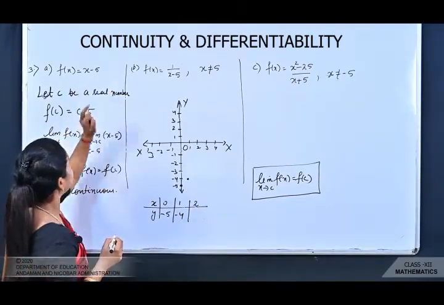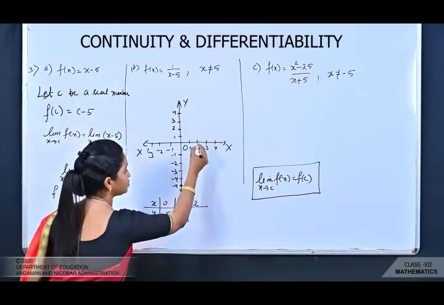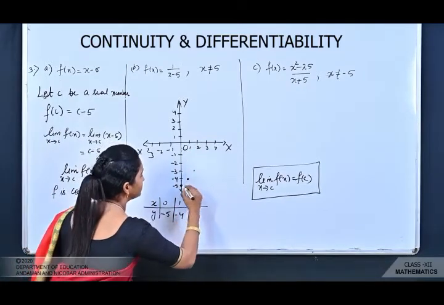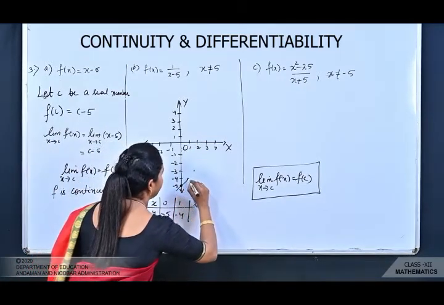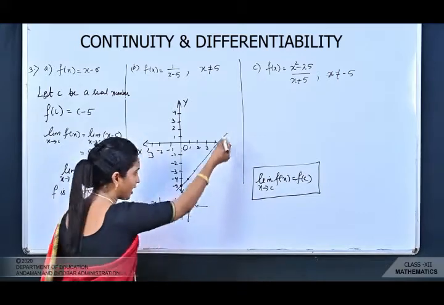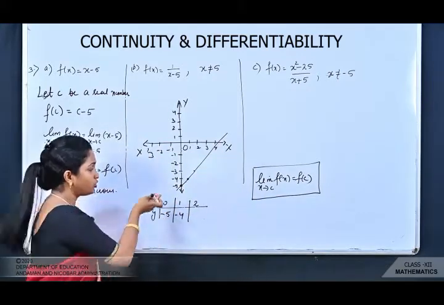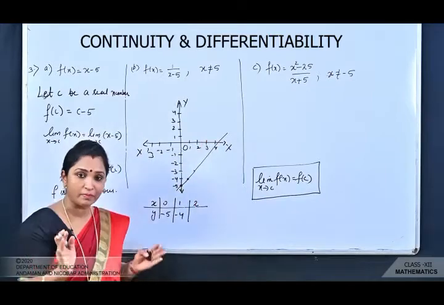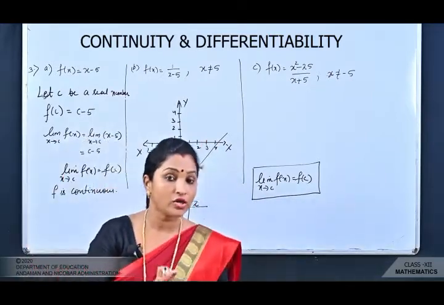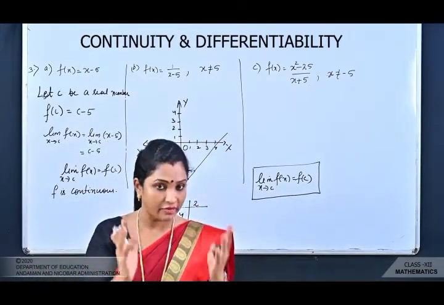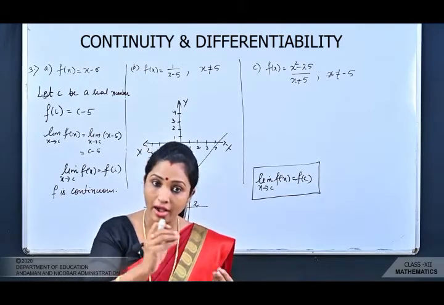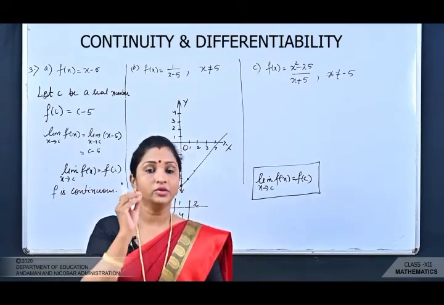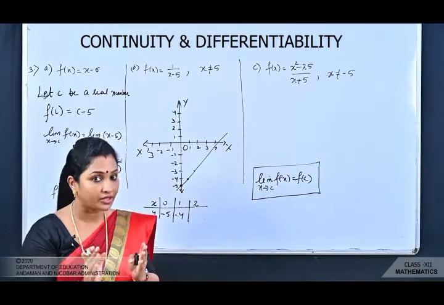2 minus 5, that is minus 3. So when x is 2, y is minus 3, that means you are getting a line like this. ठीक है, आपको ऐसा सीधी लाइन मिल रहा है. So you see, I have drawn the line without lifting my pen. As I told you, the concept of definition is what? अगर आप graphically सोचेंगे, when you draw a line without lifting your pen, you can say that the function is continuous.